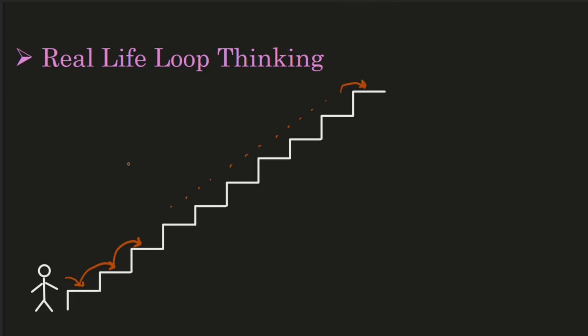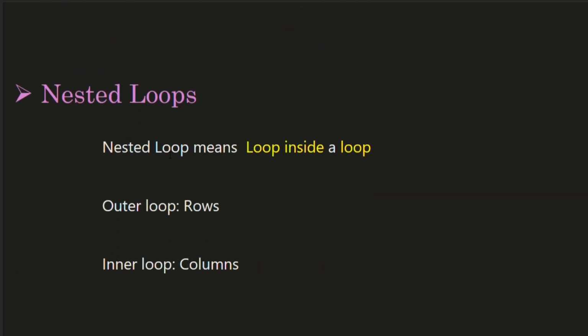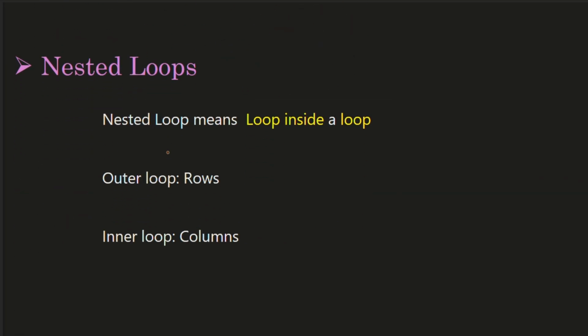Task is to climb stairs. Condition is to repeat until step 10 is reached. Action is one step at a time. That's exactly how loops work. Repeat, check, move. Let's see about the nested loops and theory visualization.